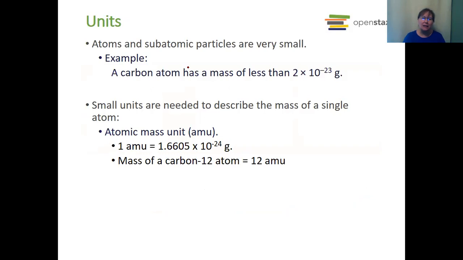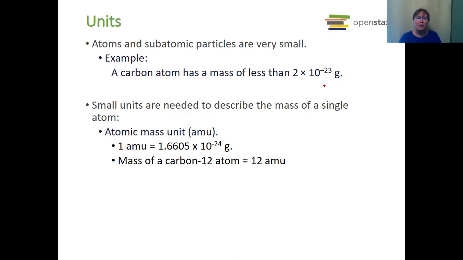All right, now let's think a little bit about units. Atoms and subatomic particles are really, really small. A carbon atom has a mass of less than 2 × 10⁻23 grams. So you can see that it really does not make any sense to talk about the mass of a single atom in grams because we don't have any way to conceive of that.